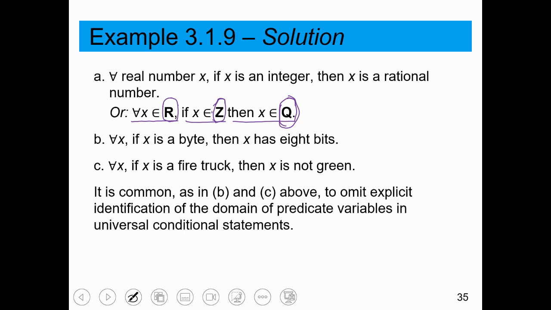It is common, as in Part B and Part C above, to omit explicit identification of the domain of predicate variables in universal statements. Okay, for every x, if x is a fire truck. So that is indicating that the domain is the set of all fire trucks. Part B, for every x, if x is a byte. Well, that must mean that the domain is the set of all bytes.